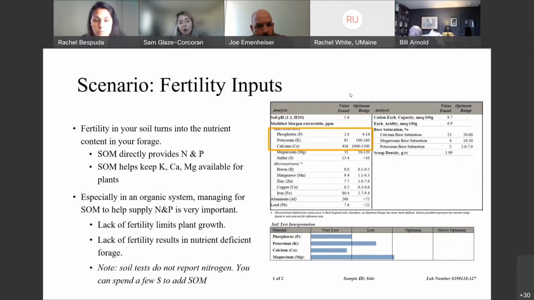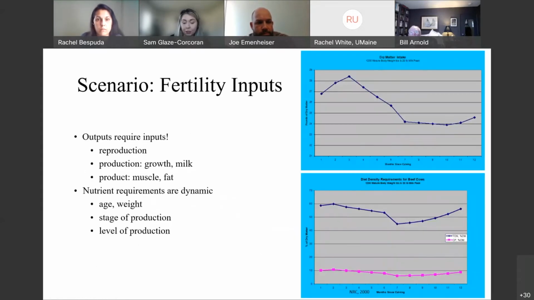So I will just again note that soil tests do not report nitrogen. That has to do with some funky soil chemistry reasons that I would love to talk to you about if you want to. But again, you can add, for a couple of bucks, soil organic matter and use those estimates based on percentage nitrogen. And so here, I think I'll also turn it back over to Joe.